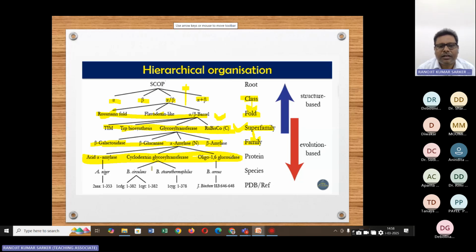Now the species. We said that a protein can be found in many species. So you see that this protein, this glycosyl transferase, can be found in several species, and they will have the PDB ID. These are the PDB IDs of their structures, which are present in the databases.